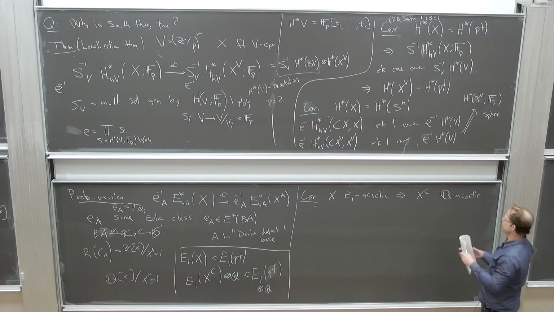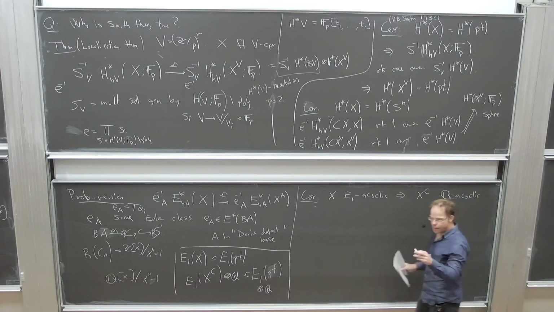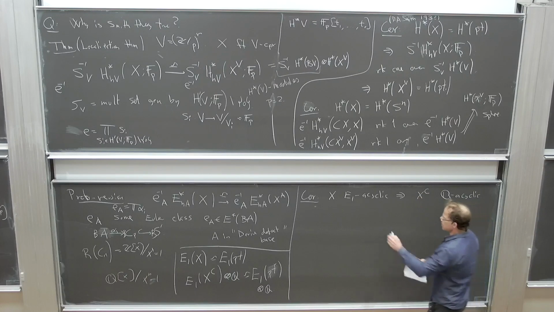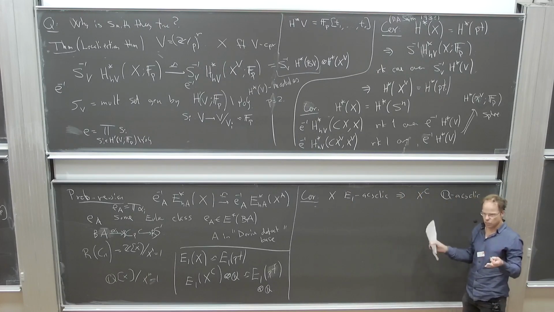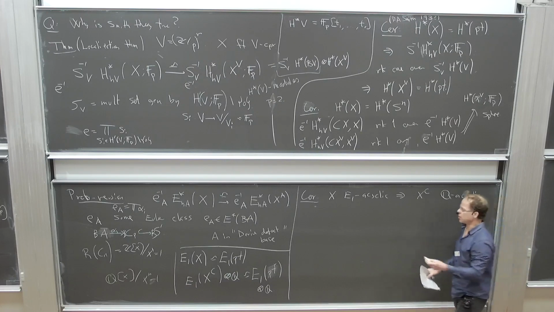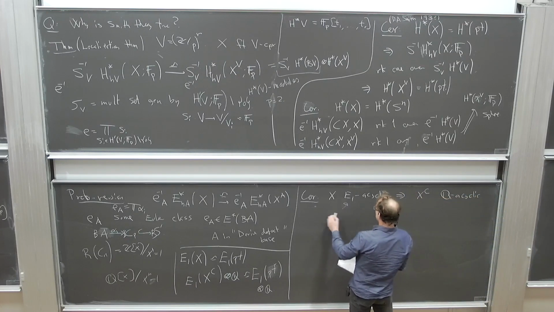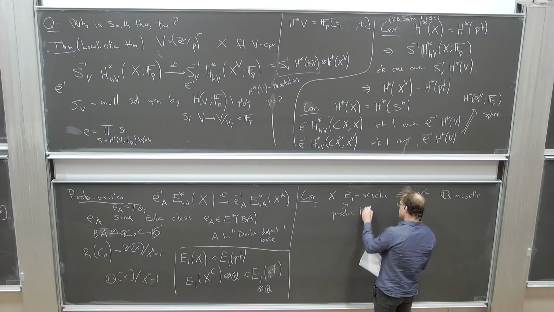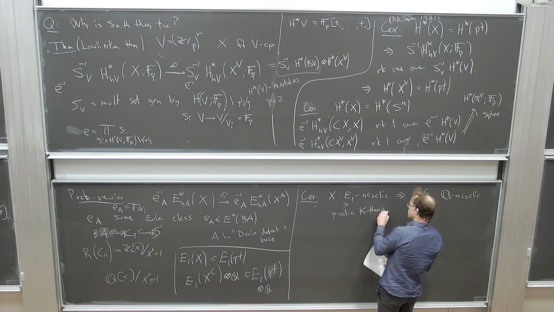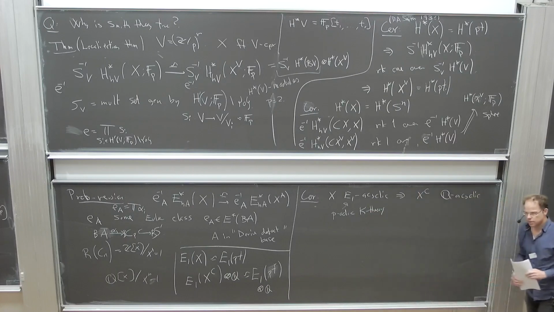Okay. So this E1 would be the height one. But I think this would be equivalent to showing it from a different perspective. You can view this as p-adic K-theory, if you want.